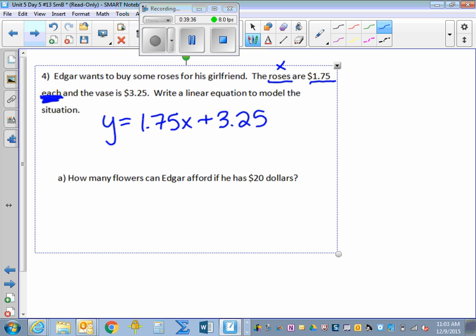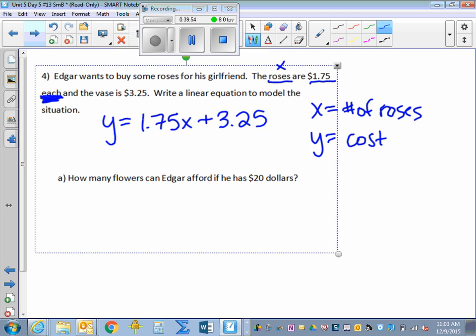So what you have to do is make sure we use our variables and say which one they are. X is the number of roses, and Y represents the cost.